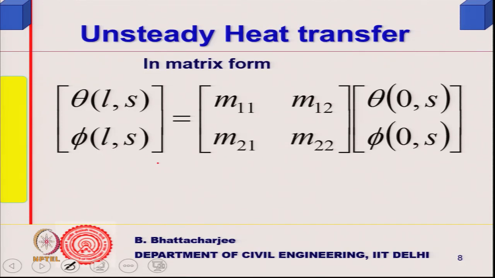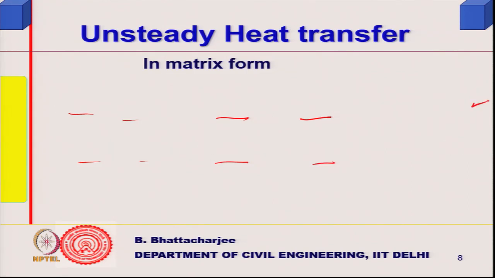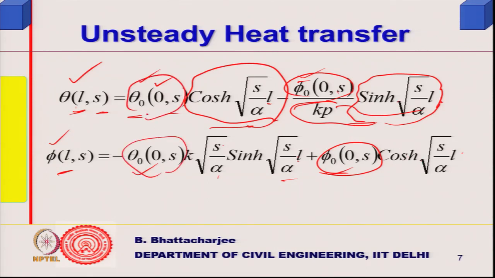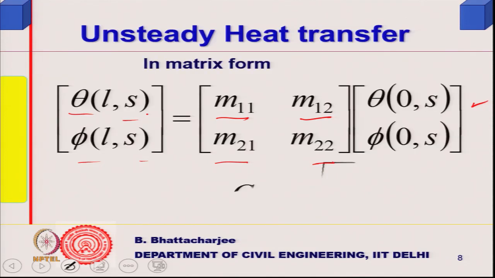We write it like this: theta L s, phi L s is equal to some matrix m11, m12, m21, m22 times theta 0, phi 0. This I just write in matrix form, this I take out, this is here. So these are the coefficients of the matrix. So I can write this in terms of boundary condition theta 0.